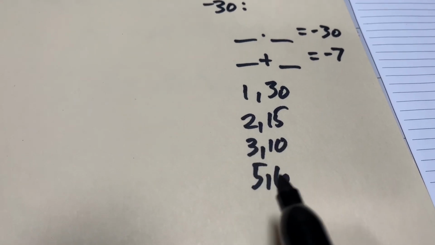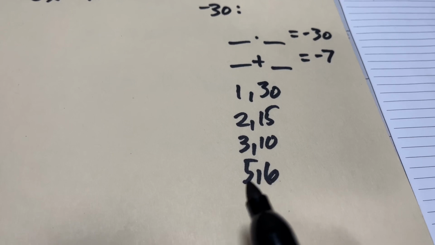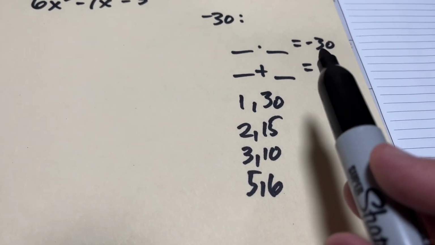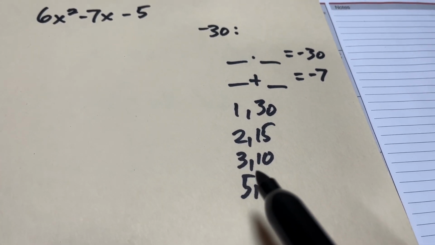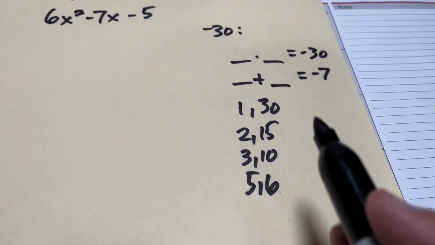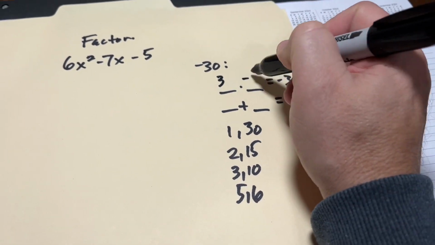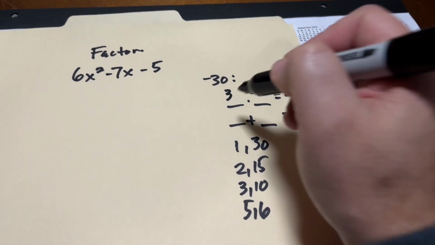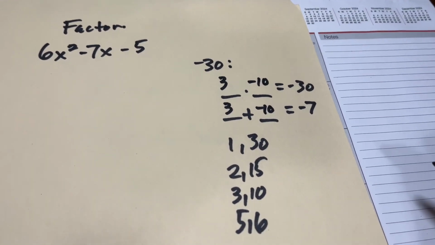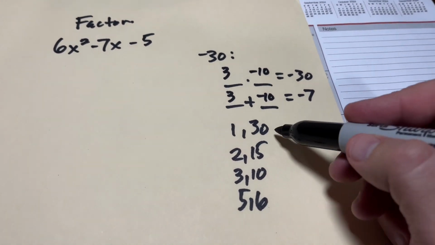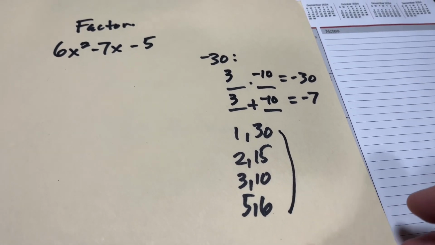And now as I think about these, I look very carefully. Whatever I pick has to multiply to be negative 30, but add to be negative 7. Notice that's going to be 3 and 10. And notice that it would be 3 and negative 10. So that multiplies to be negative 30 and adds to be negative 7. But making a list here helped me kind of figure that out. So 3 and negative 10.